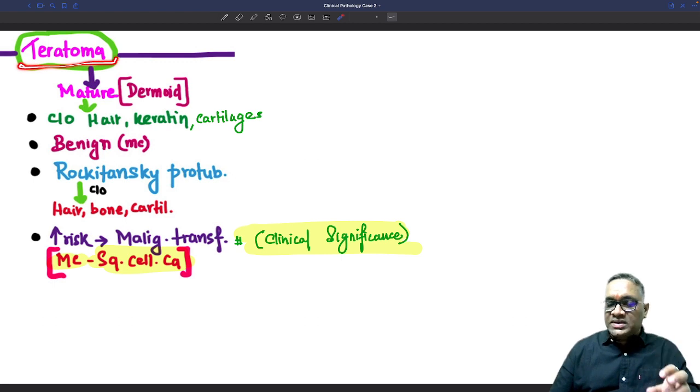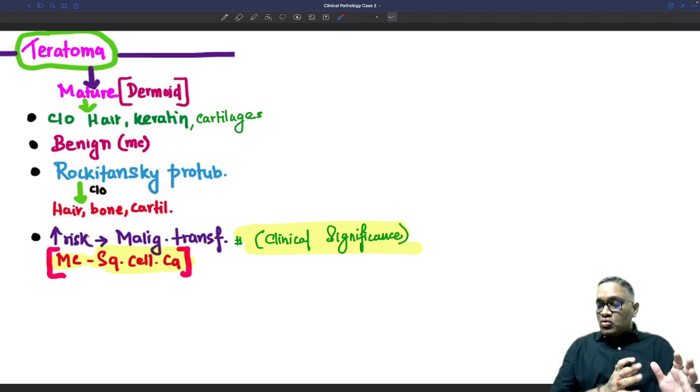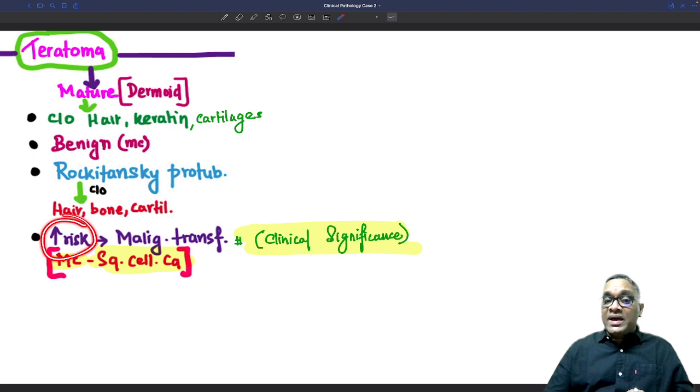This was a benign cystic teratoma. Benign cystic teratoma is also called mature teratoma or dermoid cyst. What will they consist of? They will consist of hair, keratin and cartilage. They are most commonly benign. The Rokitansky protuberance will consist of hair, bone and cartilages. And the clinically most important thing, why is the examiner interested in the Rokitansky protuberance? Because it has a high risk of malignant transformation. So which malignant transformation is more common? The answer will be squamous cell carcinoma.